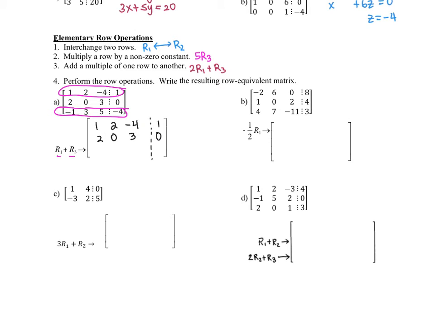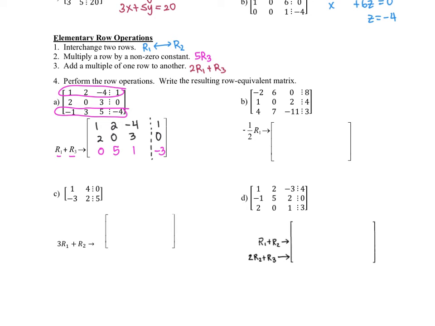So in the first column, 1 minus 1 is 0. 2 plus 3 is 5. Negative 4 plus 5 is 1. 1 minus 4 is negative 3. And this is a row equivalent matrix because the only thing I changed was based on some kind of elementary row operation.